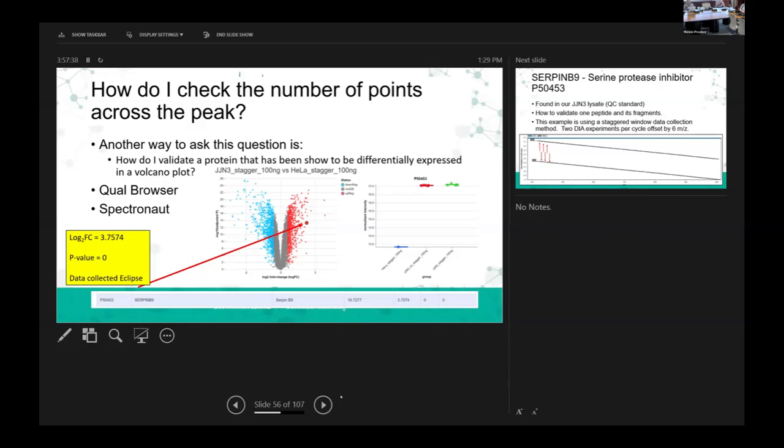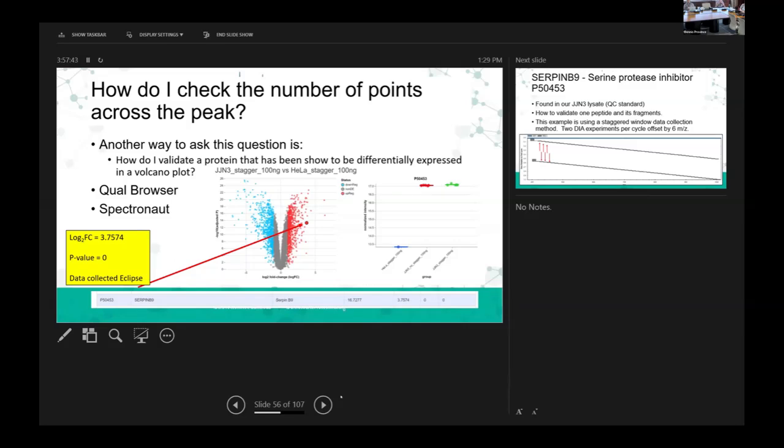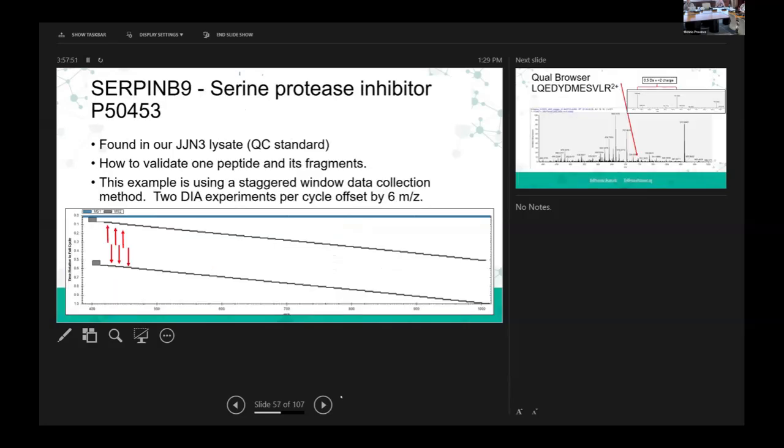Well, the old school way in the Qual Browser would be to actually go in and interrogate the data to find a certain peptide. I'm just going to do this real quick, and then we're going to take a break. For instance, if you have a particular protein that you found here, the one we're going to chase down is called Serpin B9, and it's found in our JGN3 lysate. That's a myeloma cell line that one of the researchers on our floor grows for us, and we're able to use it as our standard.